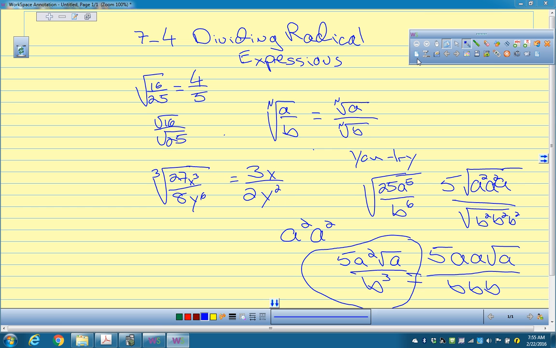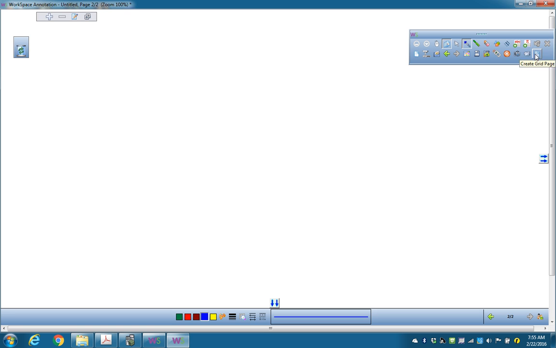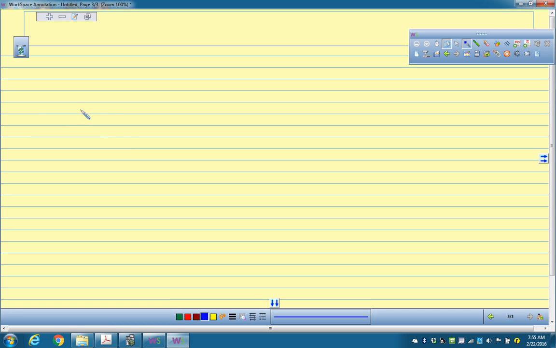Try this one. Maybe work with the person next to you, okay? Why don't we just do one whiteboard and see if you can figure it out together. 81x to the 10th, the whole thing, over 16y to the 4th, like this. That's a perfect square, okay? So you should be able to get that one. Give that one a shot.